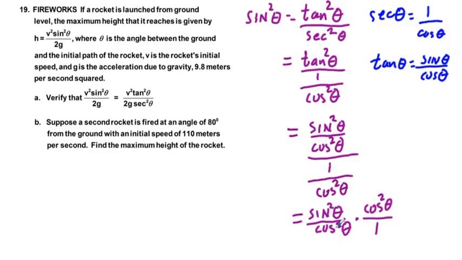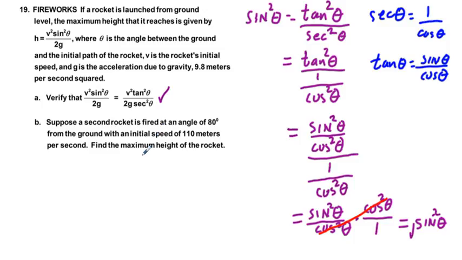Now, what happens here? In the numerator we have cosine squared theta and in the denominator cosine squared theta, so they cancel each other. And what do we have left? Sine squared theta. So we have the left side, sine squared theta, equaling what we simplified to on the right side, sine squared theta. And so we've verified that the left side of this identity equals the right side. Check.